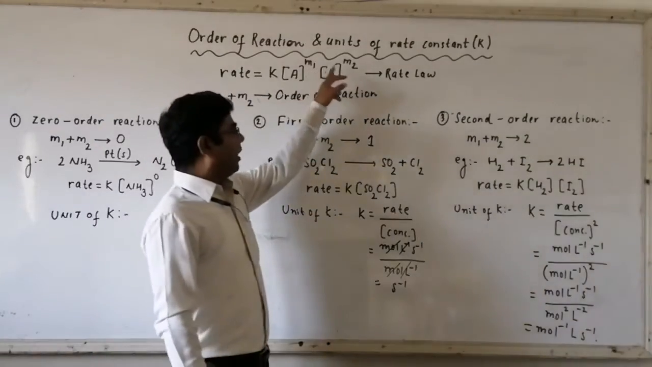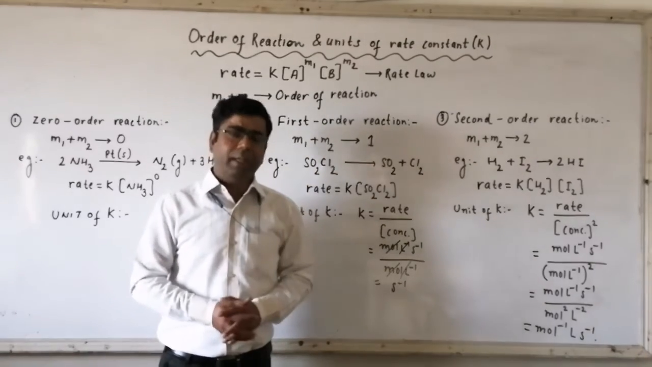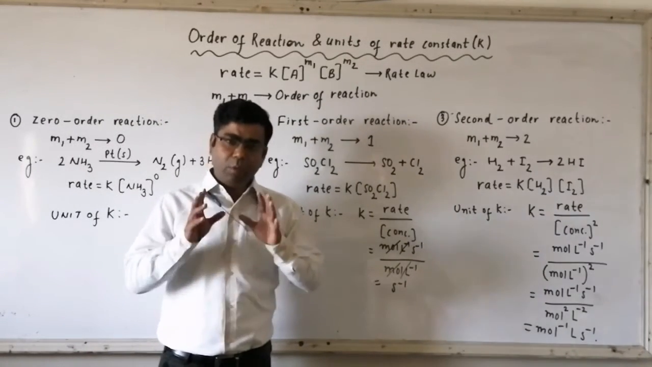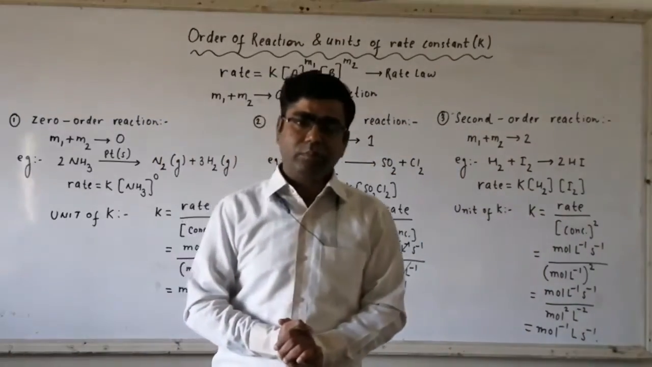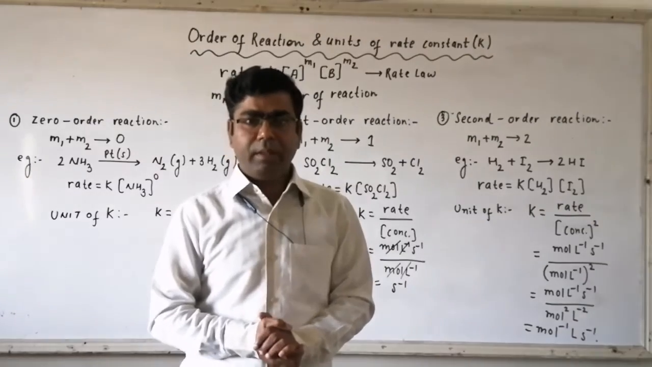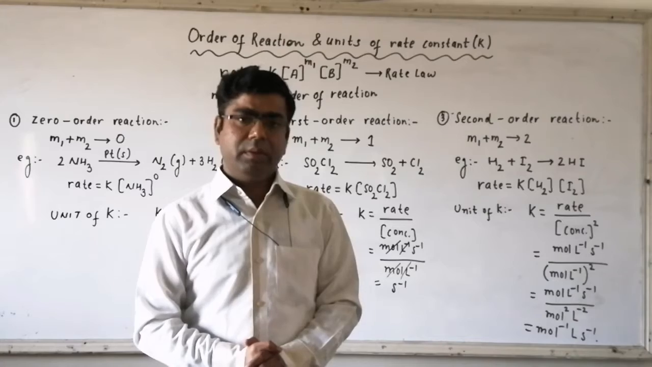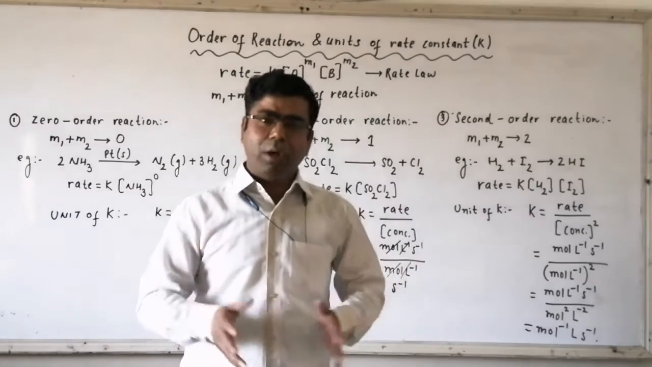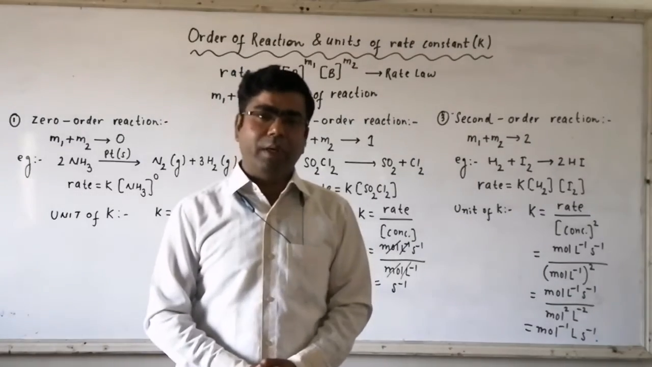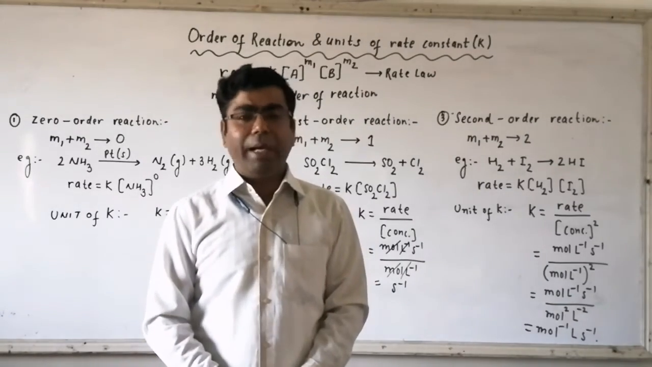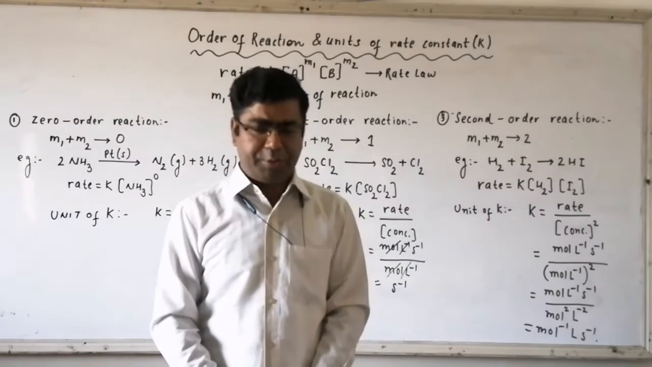So these powers m1 and m2, which are determined experimentally, the sum of m1 and m2 will give you order of reaction. If the value of m1 plus m2 is equals to 0, that is called zero order reaction. If value of m1 plus m2 is equals to 1, then it is first order reaction, and if value of m1 plus m2 is equals to 2, that is called second order reaction.